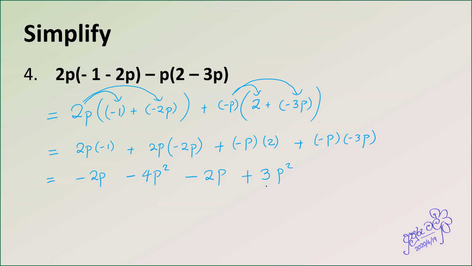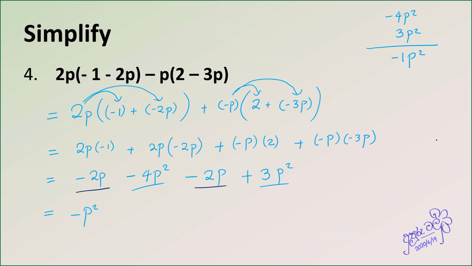So we have 3p squared and minus 4p squared. Let's start writing the minus 4p squared first, and then 3p squared later, because we are performing a subtraction. 4 minus 3 is 1, but I should use the minus sign because 4 has the minus sign. So these 2 terms simplify to minus p squared.